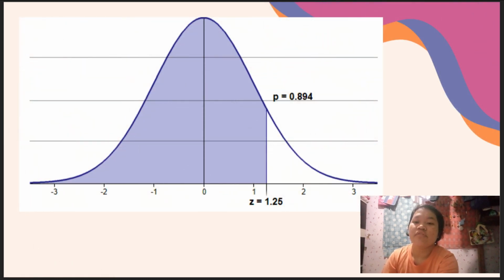Using a standard normal distribution table, the probability is approximately 0.8944, and here is the bell curve. So the explanation for problem 4 is that the positive z-score indicates that the travel time of 30 minutes is 1.25 standard deviations above the mean. The probability is found using the standard normal distribution table.